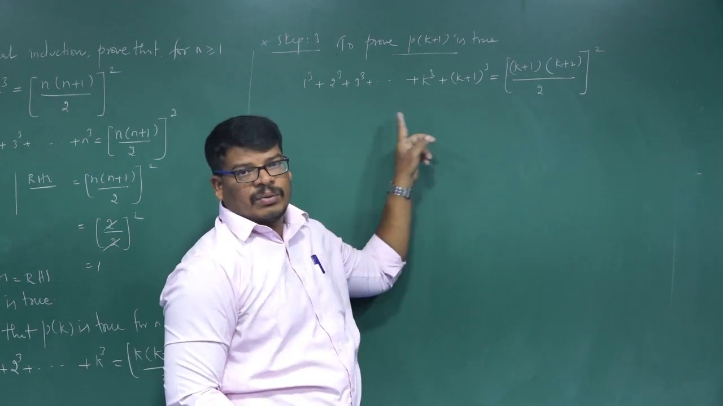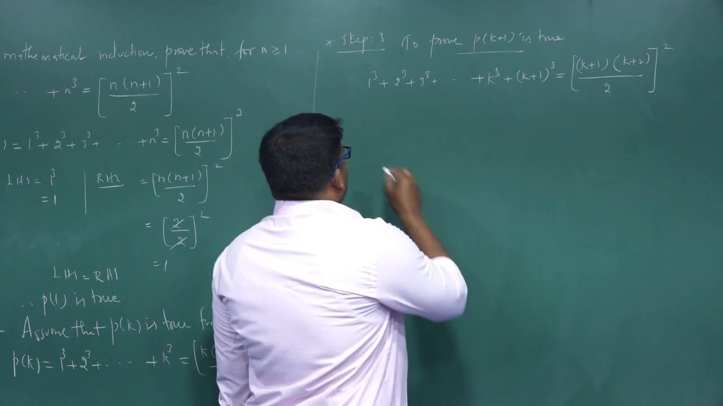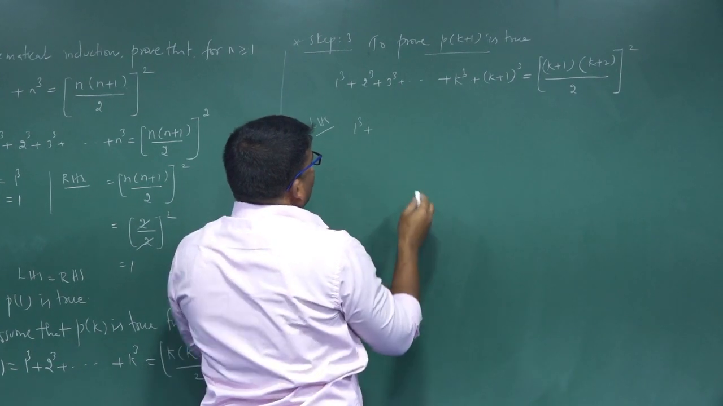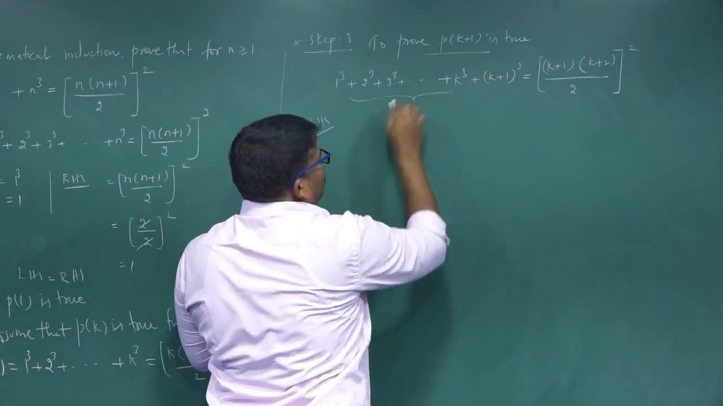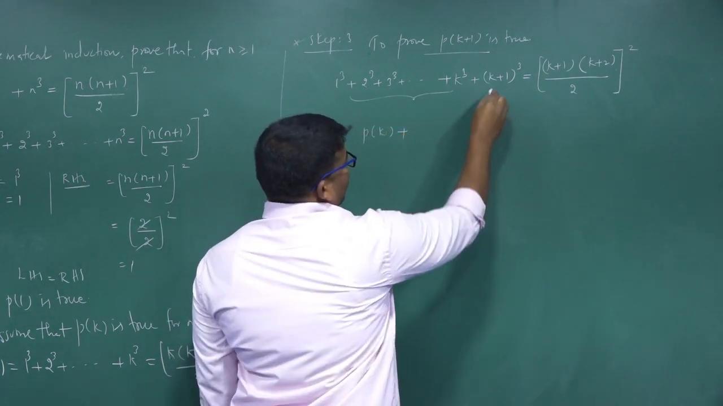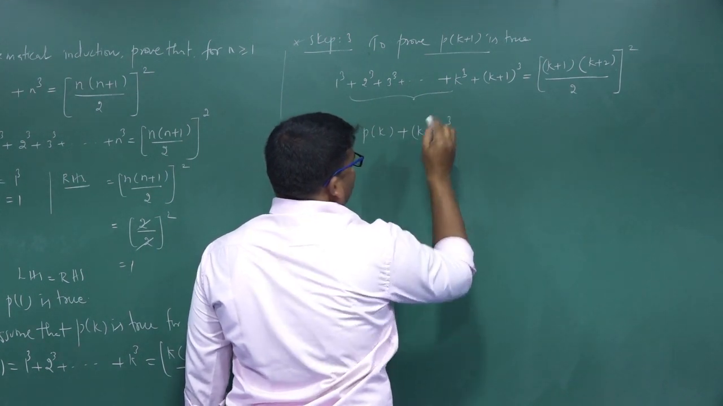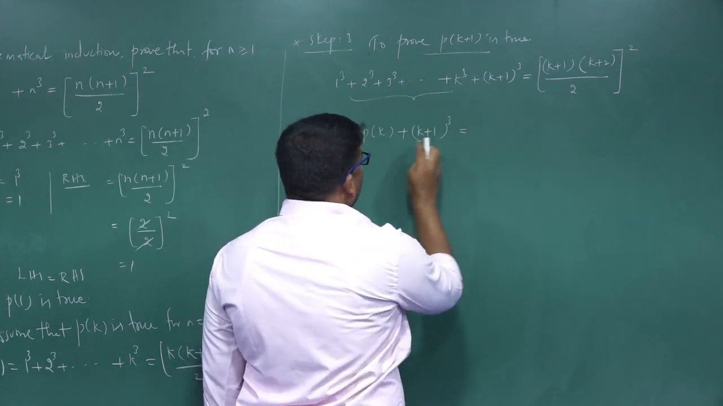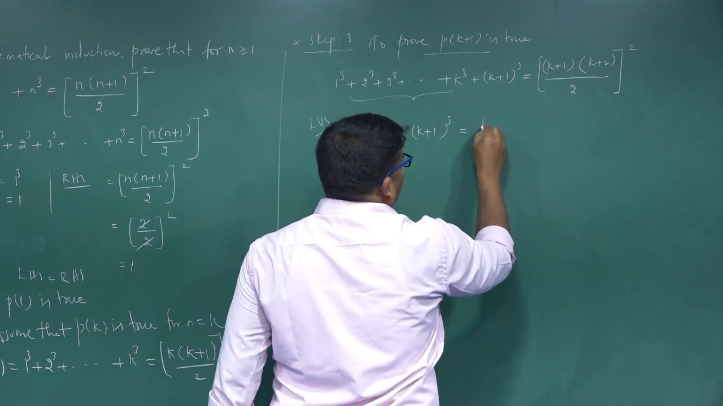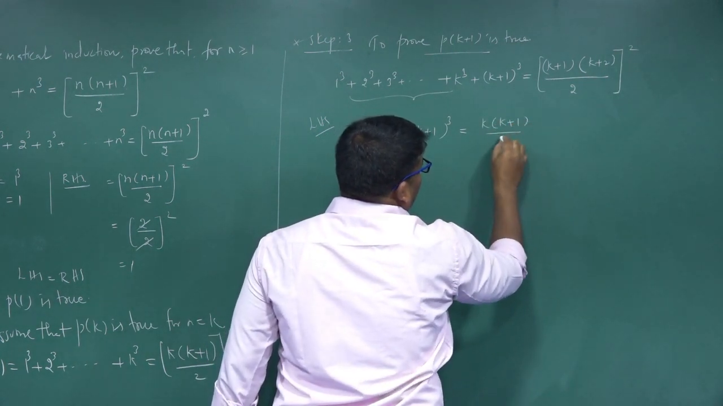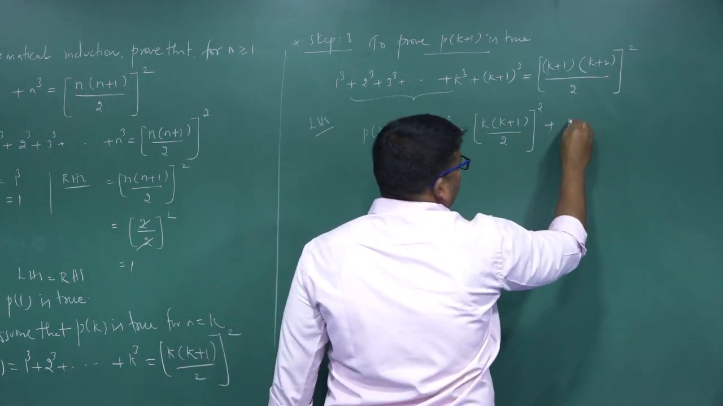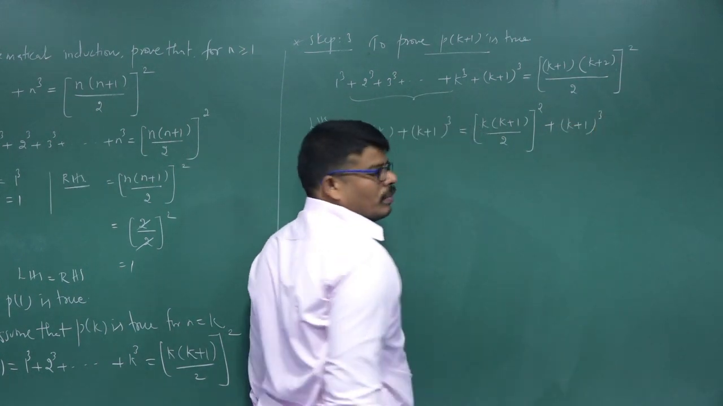Taking LHS equal to RHS, you have to prove LHS equal to RHS. LHS, the left hand side, is 1 cube plus 2 cube plus 3 cube and so on, plus k cube, which is already, you know, P of k, plus k plus 1 whole cube. Already you know P of k is k into k plus 1 by 2 whole square, plus k plus 1 whole cube.